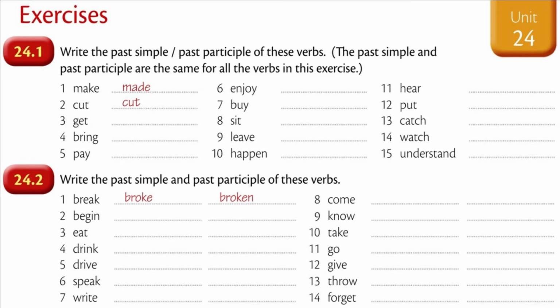Now it's time for exercises. 24.1. Write the past simple, past participle of these verbs. The past simple and past participle are the same for all the verbs in these exercises. Number 1. Make, made, made. Number 2. Cut, cut, cut. Number 3. Get, got, got.